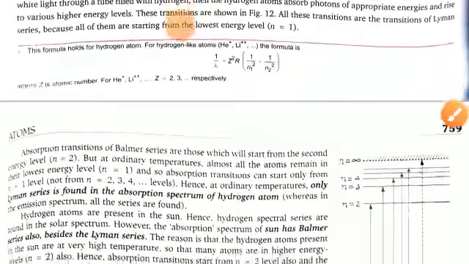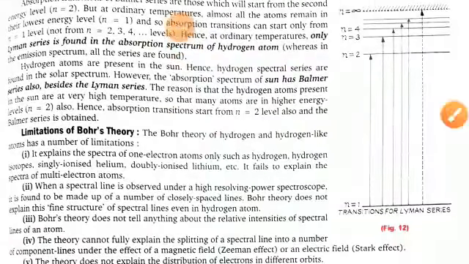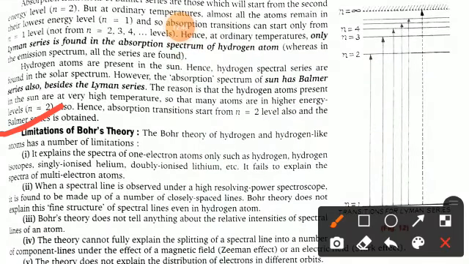Now, absorption transition of the hydrogen atom. I am not going into that here, just take it from the book. Limitations. What are the limitations of Bohr's theory? Bohr's theory of hydrogen and hydrogen-like atoms has a number of limitations. The first one: it explains the spectra of one-electron atoms only, such as hydrogen.